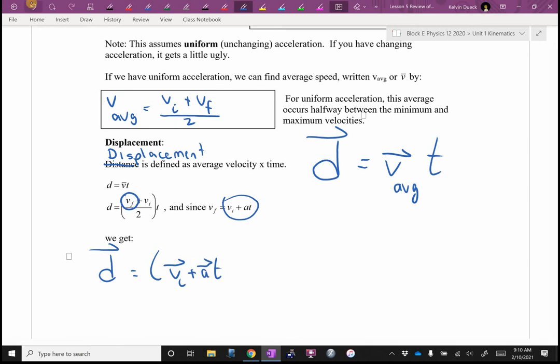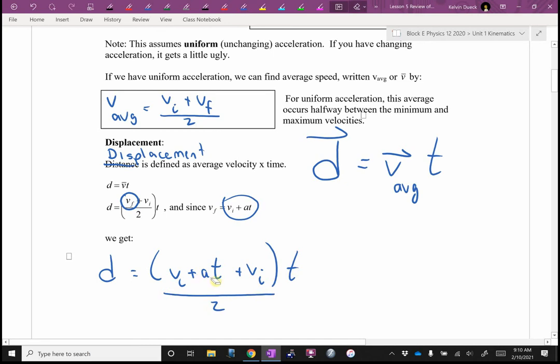So what I'm going to start doing for a little bit here, Paige, I'm going to stop the vector notation because it really clutters everything up. I'll bring the vector notation in at the very end again. So VI plus AT, there was already a plus VI right there, all over 2 times T.